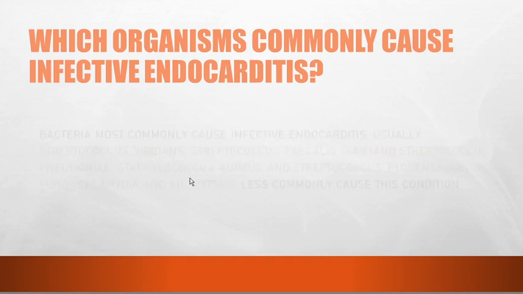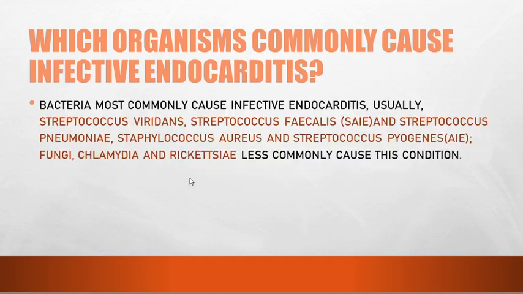Which organisms commonly cause infective endocarditis? Bacteria most commonly cause infective endocarditis. What are the types of bacteria that cause infective endocarditis? Streptococcus viridans and Streptococcus faecalis in patients with subacute infective endocarditis, and Streptococcus pneumoniae, Staphylococcus aureus, and Streptococcus pyogenes in acute infective endocarditis.